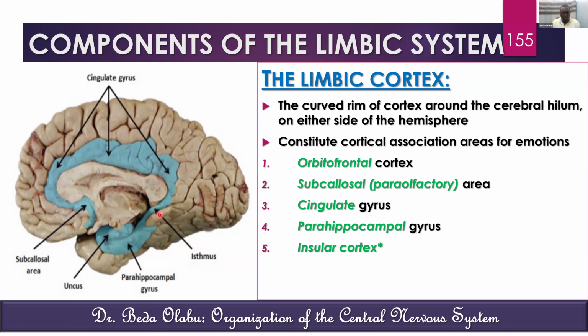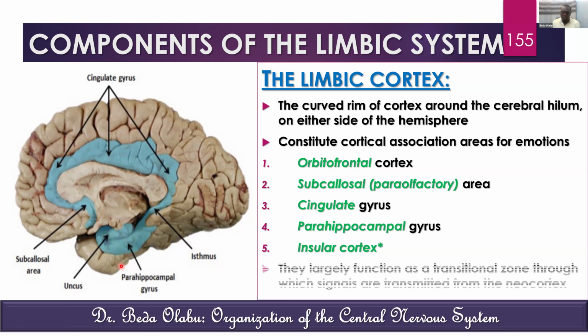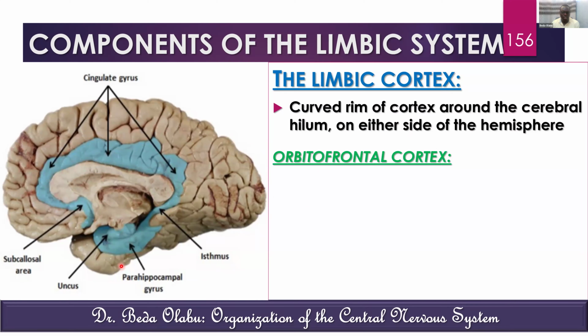And then we have the insular cortex. The insular cortex is not shown in this particular image. It's actually not forming part of that curve or rim, but we know that the insular cortex also has limbic functions, so we'll also talk about it. In general, the limbic cortex functions as a transition zone through which signals are transmitted from the neocortex to the limbic system. And so let's have a look at each of the components of the limbic cortex, beginning with the orbitofrontal cortex. The orbitofrontal cortex is located in the inferior surface of the frontal lobe, so not shown in this one, but we can see it here.